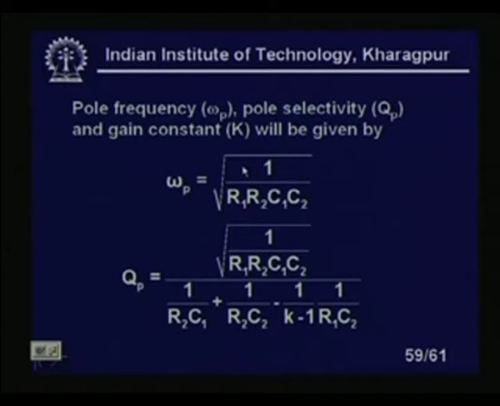So, orthogonal tuning, similarly for K also: if I have to tune all the 5 parameters, omega p, QP, omega z, QZ, and K, it is just impossible to make the orthogonal tuning by the single amplifier structure. That is a great drawback.